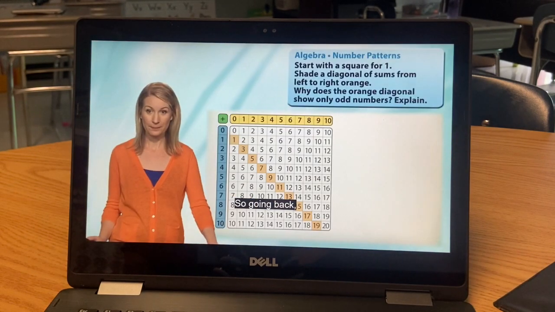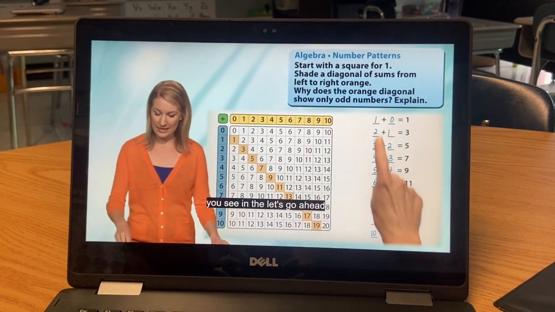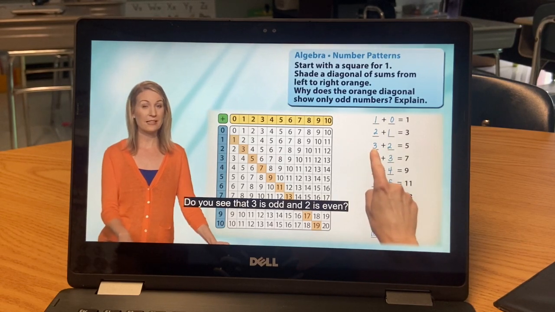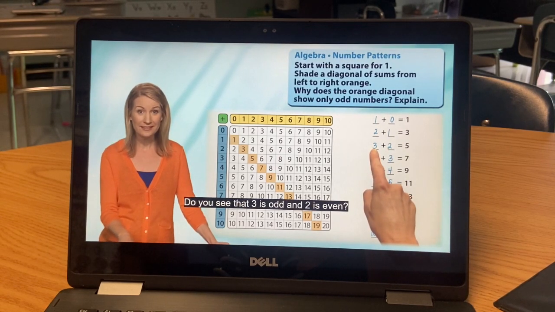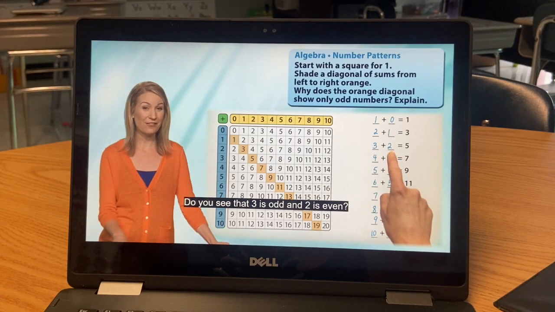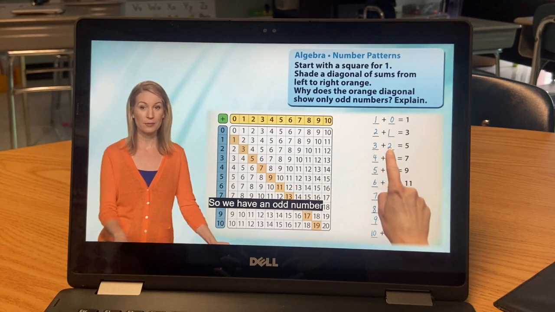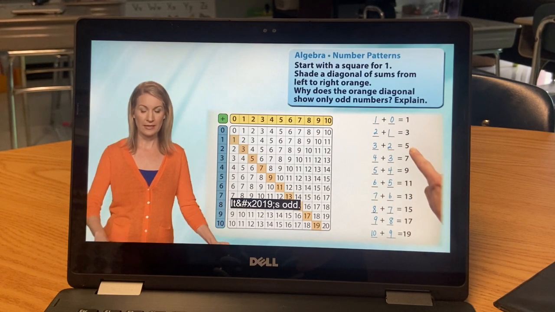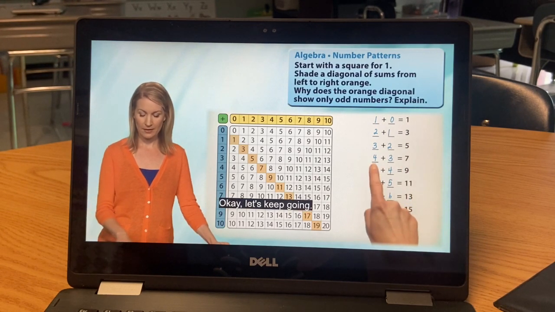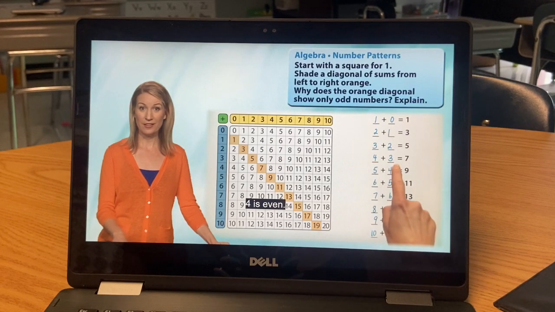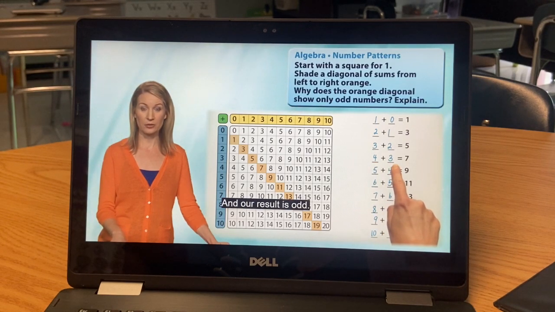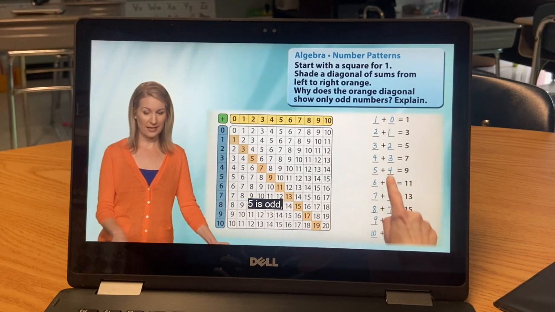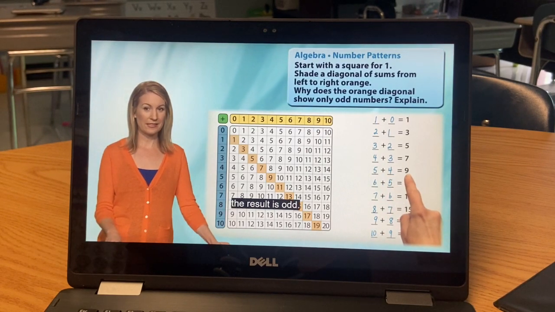So, going back, let's go ahead and start with the 3 plus 2. Do you see that 3 is odd and 2 is even? So we have an odd number plus an even number, and look at our result. It's odd. Okay, let's keep going. 4 is even, 3 is odd, and our result is odd. 5 is odd, 4 is even, the result is odd.